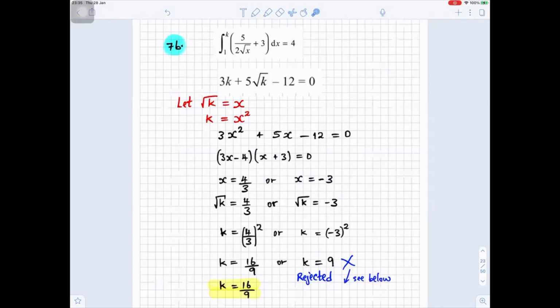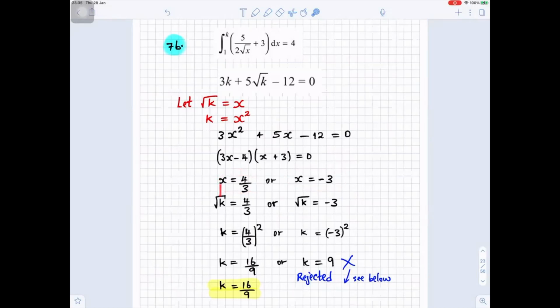Now, when you integrate from 1 to k, you get that. So we can let square root of k be x. So when you square that side and square this side, that means k is equal to x squared. So if k is x squared, this would be 3x squared plus 5x minus 12 equals 0. You factorize that, 3x minus 4, x plus 3 equals 0. So x is equal to 4 over 3, x equals minus 3.